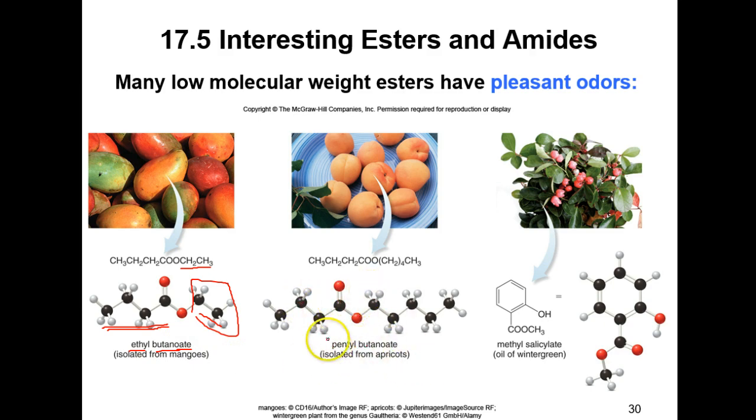Apricots, this is kind of the smell in apricots. You have a pentyl group and then a butanoate. And methyl salicylate is the oil of wintergreen.